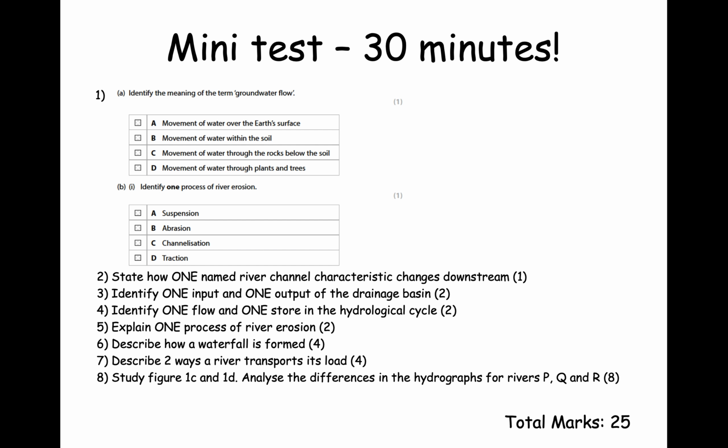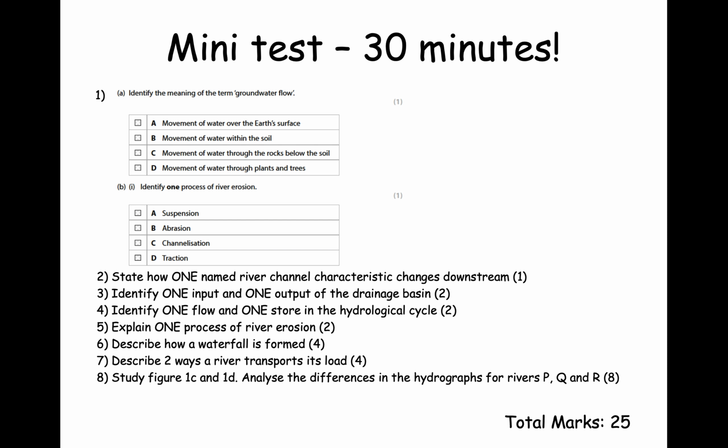Question 4 is about the flow and the store. Okay, one flow, how it moves through the system, groundwater flow, surface runoff, for instance, and the store is just where water stays in one place. So the river, for instance, is a store of water.